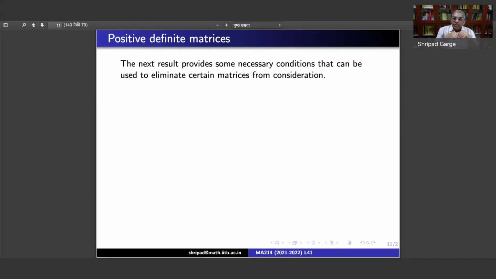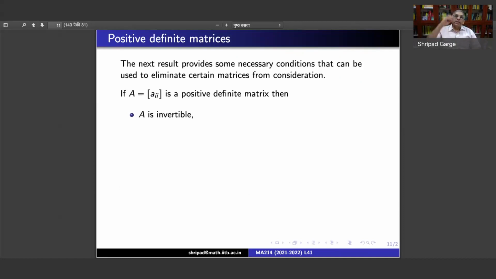So here are some necessary conditions, which means that if your matrix is positive definite, then something should follow. So what are those things? First of all, it has to be an invertible matrix. Every positive definite matrix is invertible. Moreover, its diagonal entries have to be positive. If some matrix is given to you, and you are asked to determine whether it is positive definite or not, and if you notice that some diagonal entry is negative, or if some diagonal entry is 0, then you know that the matrix cannot be positive definite.